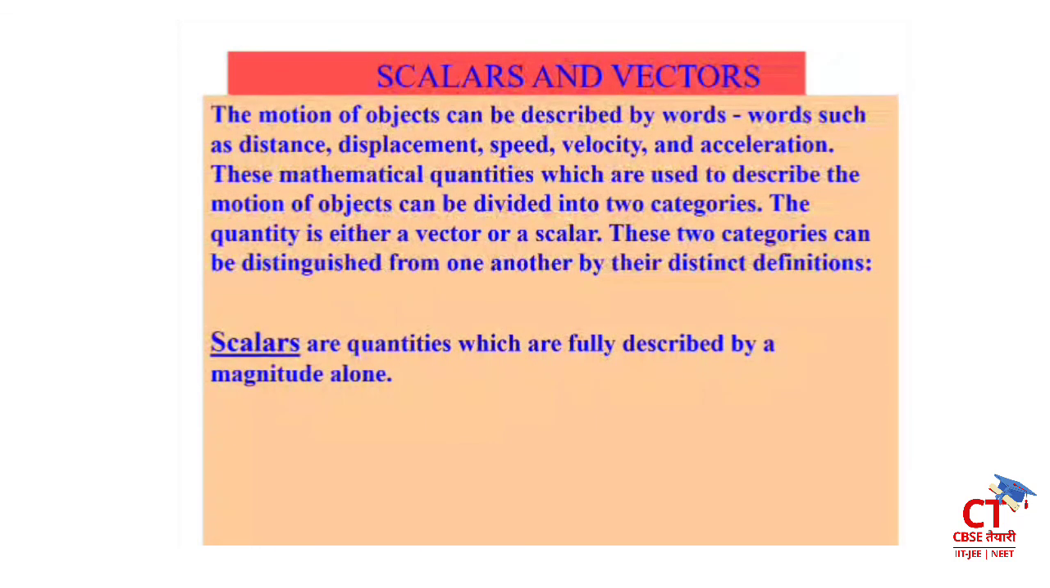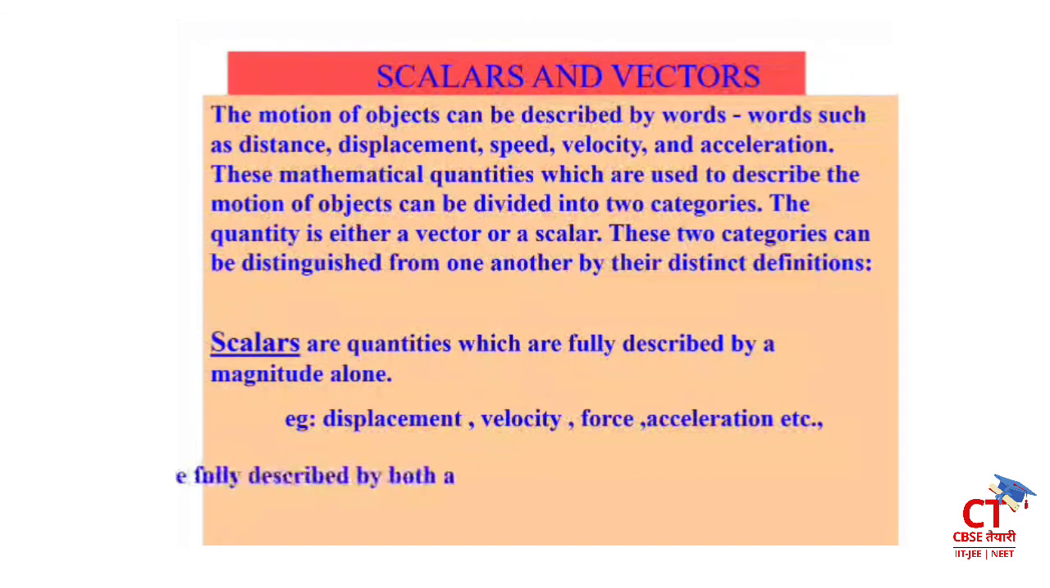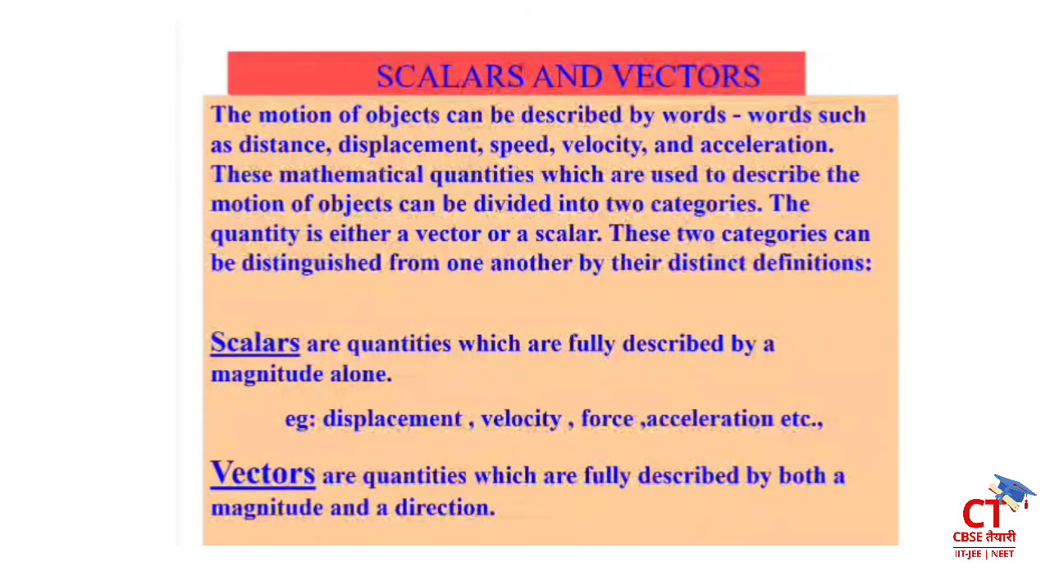So the definition of a scalar: those quantities which are fully described by magnitude. Examples: distance, mass, time, volume. It means to describe a scalar quantity we do not need the direction. But in case of a vector quantity, it is fully described by both a magnitude and a direction, and it also follows the vector laws of algebra. For example, the triangular law, polygon law of addition, or parallelogram law of addition. Examples are displacement, velocity, force, acceleration, etc.